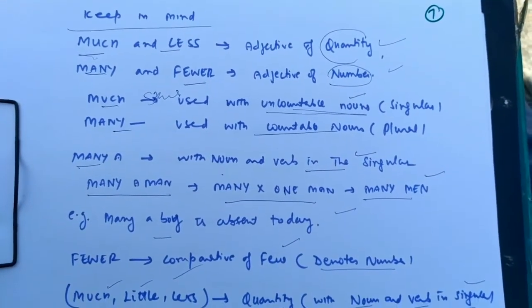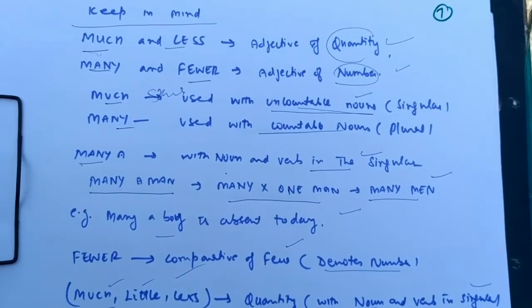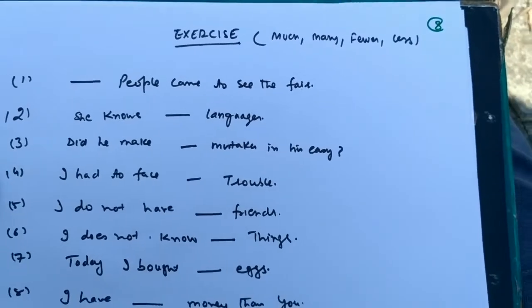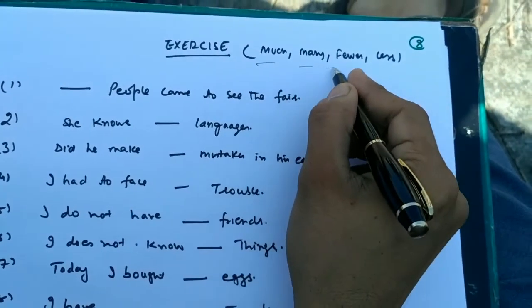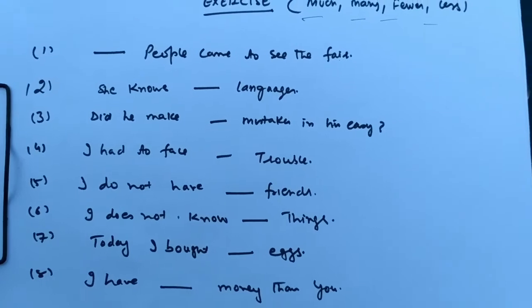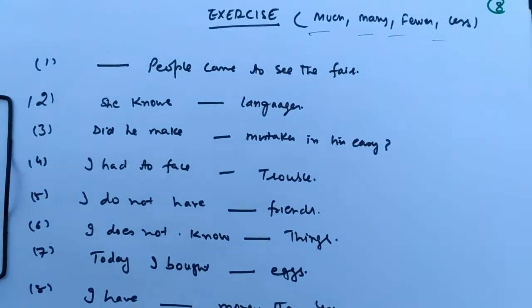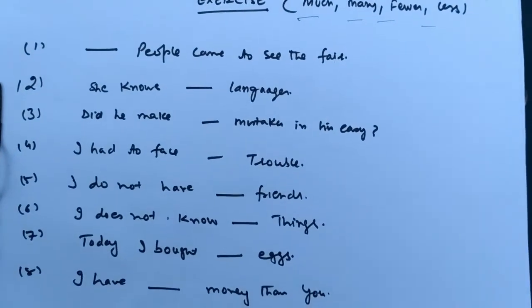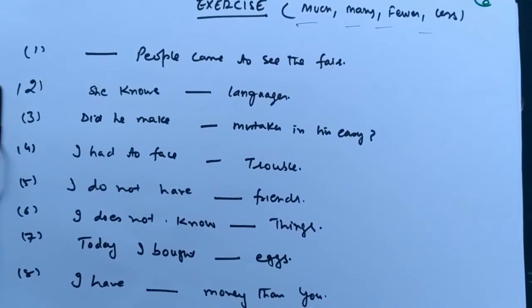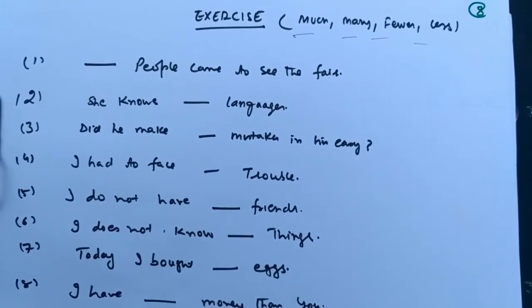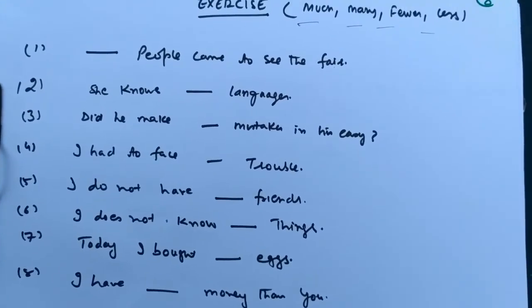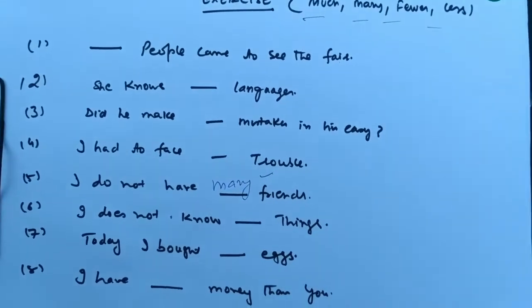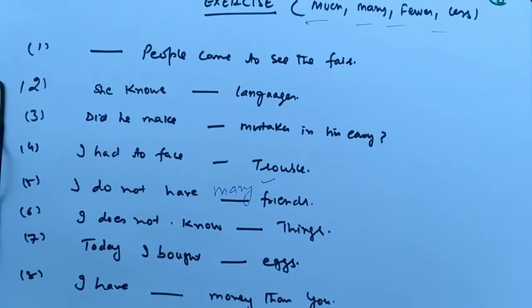I hope you have put in mind these tricks and they will be helpful to you in solving the determiner. Next is the exercise for much, many, few and less. Try to solve. I don't have many friends. It will fit. So uncountable things, friends.